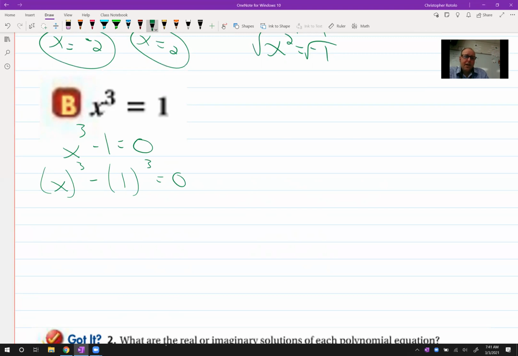So here's how it works. We're going to take the base numbers and we're going to write a binomial that looks just like it. Okay, so x and 1, and it was minus, so I'm going to make it minus. Then what I'm going to do is I'm going to take the first base and I'm going to square it.